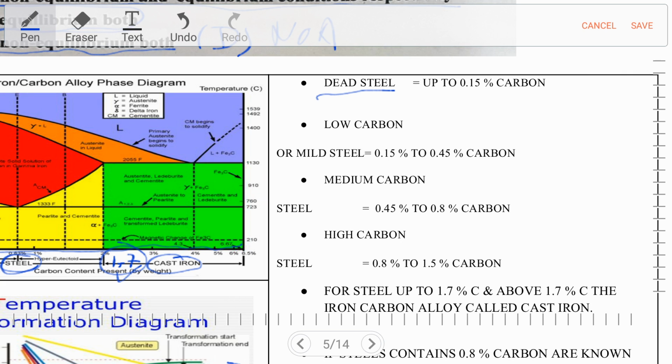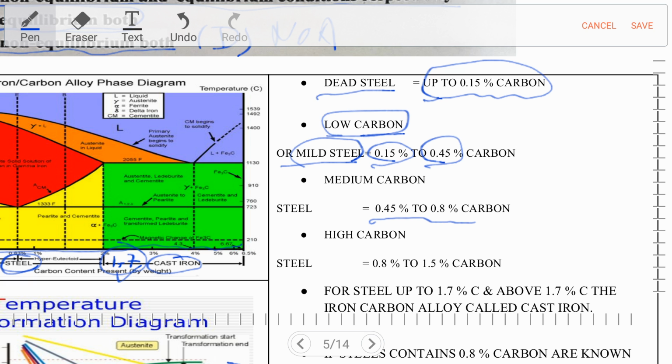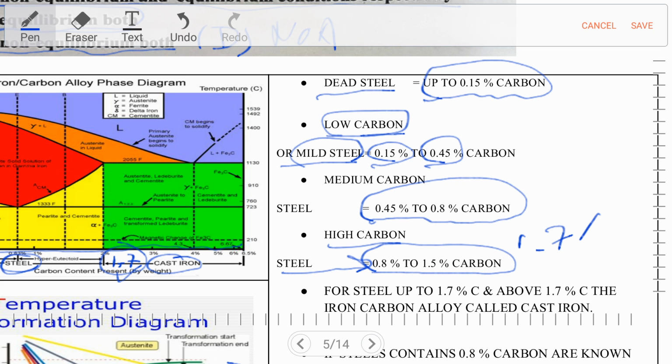What is dead steel? Dead steel means up to 0.15% carbon. What is the carbon percentage in low carbon or mild steel? Remember, low carbon is also known as mild steel, and the carbon percentage is 0.15 to 0.45 percent. In a medium carbon steel the carbon percentage is 0.45 to 0.8 percent. In high carbon steel the carbon percentage is 0.8 to 1.5 percent, and above 1.7 steel will convert into cast iron, and below 1.7 it will remain steel.